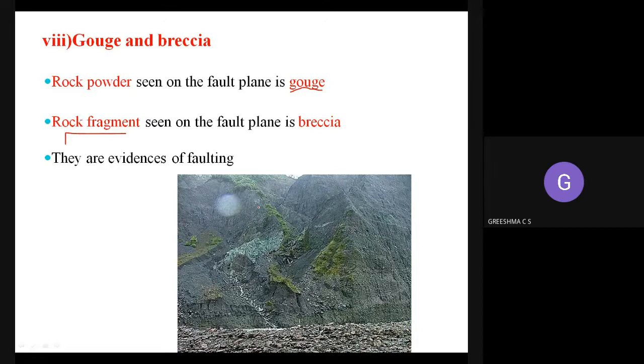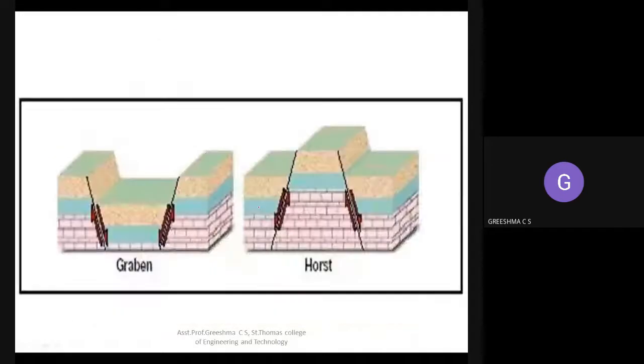So rock fragments that are found in the fault plane are called breccia. These two, gouge and breccia, are strong evidence of faulting, and show that there is a high chance the rock will be sheared.